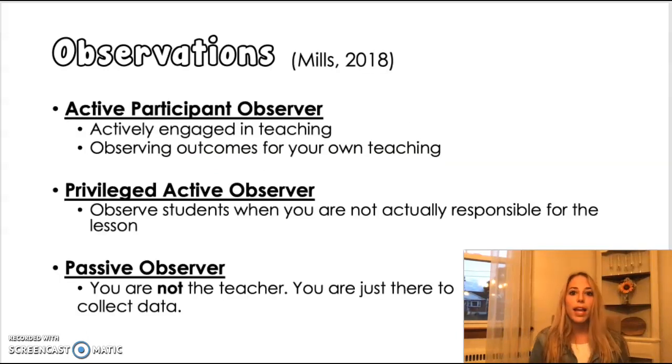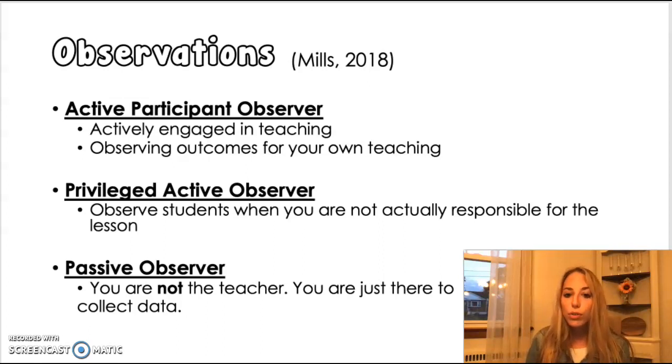So Mills explained that there are three ways to be an observer. The first way is to be an active participant observer, which really means that you are actively engaged in the teaching and you're observing the outcomes for your own teaching. When I thought of this, I pretty much thought of what we do as teachers every day, and I figured the active participant observer would be what we're going to be in the action research project. It's going to be our own class, and we're going to be doing our own teaching, and it's for our own benefit.